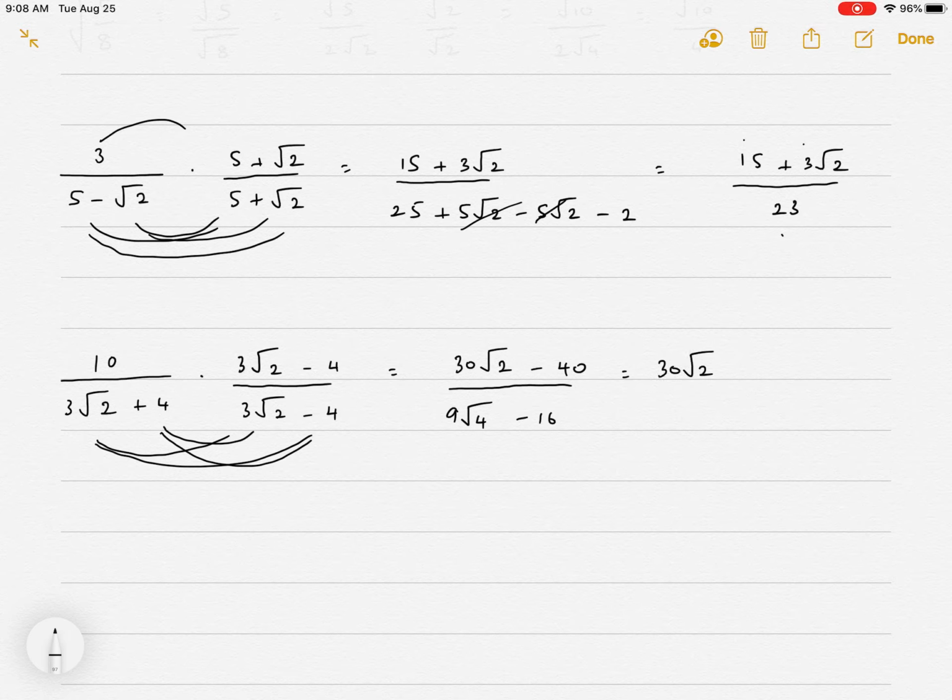30 square roots of 2 take away 40 over 18 take away 16, which is 2. We can reduce this problem because all 3 of these numbers have a 2 in common. 15 square root of 2 take away 20.